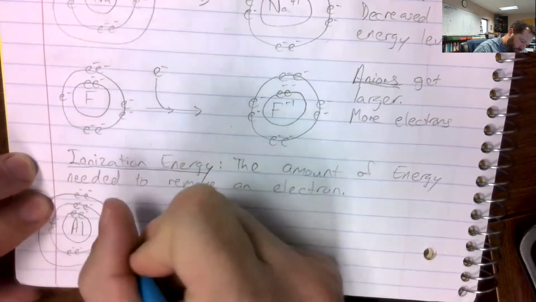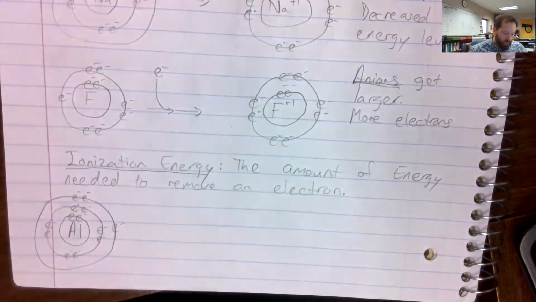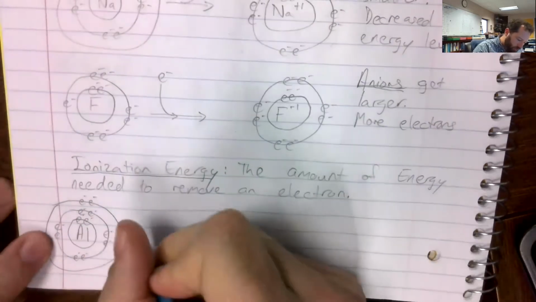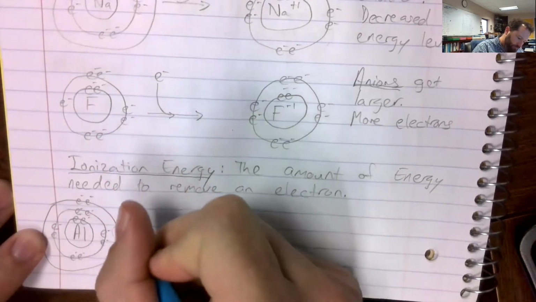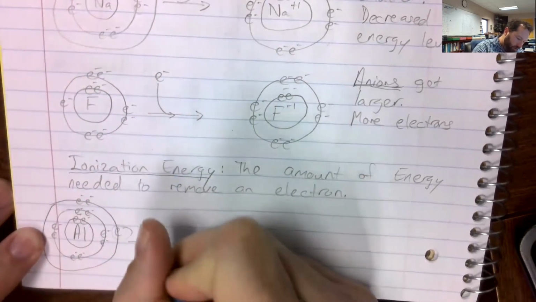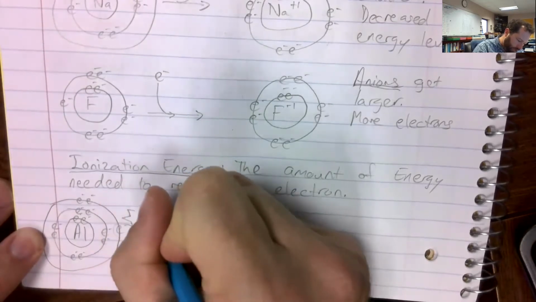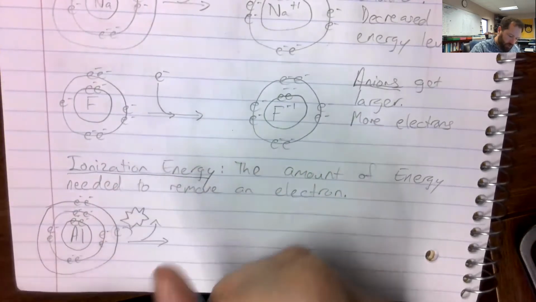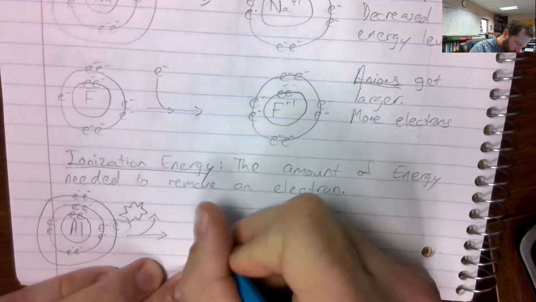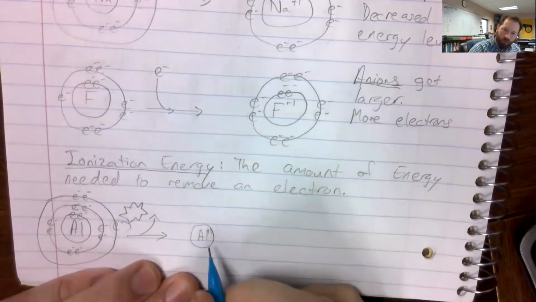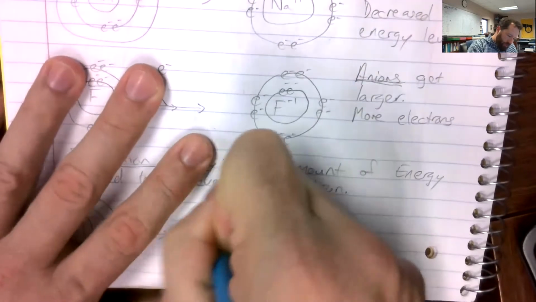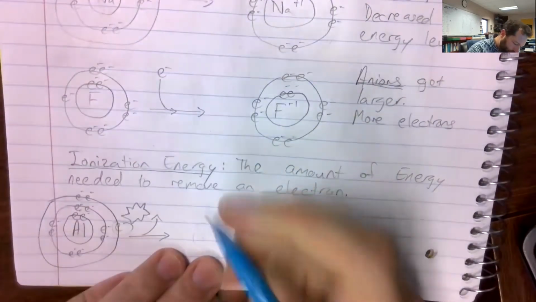And an atom of aluminum has 3 electrons. This first one right here is going to come off pretty easily. It's not going to take a whole lot of energy. So not a very big starburst for that first one. And that leaves us with an aluminum +1. So I'll make that a little clearer.